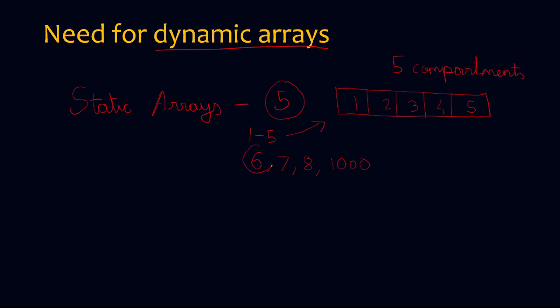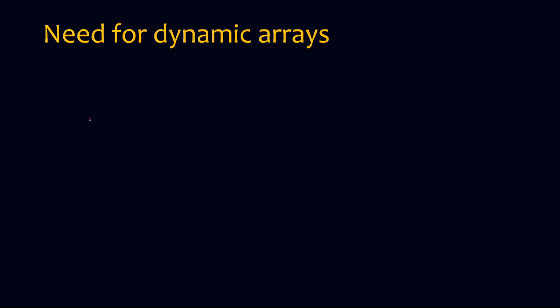To add a sixth element or a seventh element, we need a sixth compartment here. Only then we can add this, then a seventh compartment, then an eighth compartment, and so on. Let's just take another analogy here. We have 4 cherries given to us by default. So this is the first one, this is the second one, third one, and the fourth one, right?